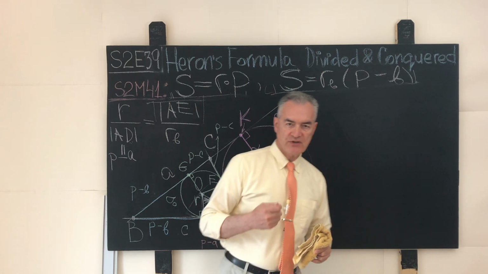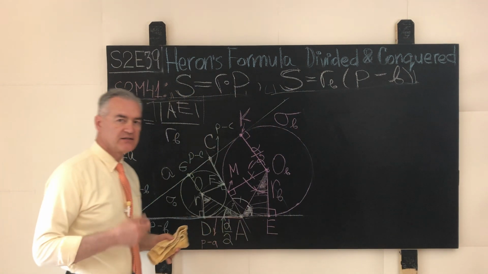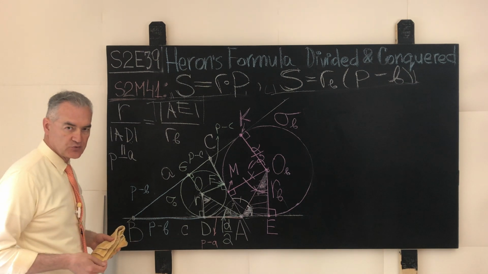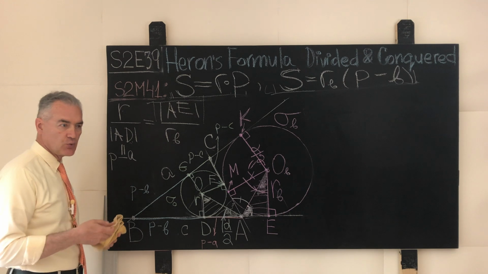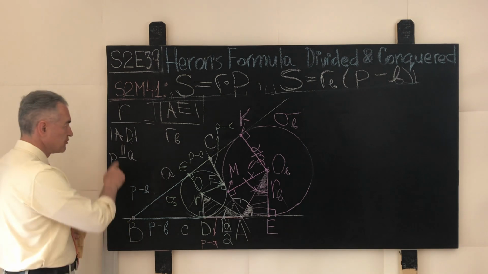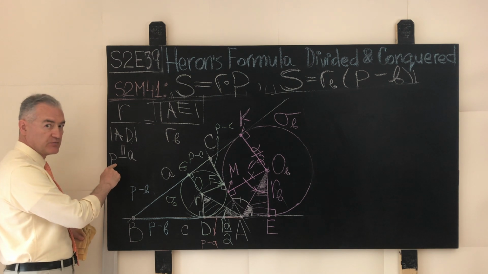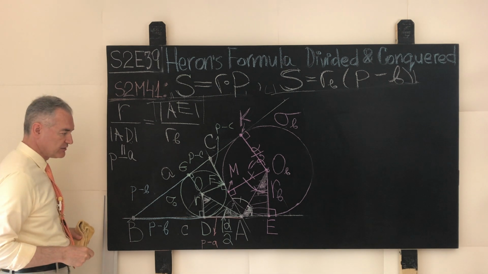Very good. In the previous segment, by using the fact that the lengths of the external tangents drawn to one and the same circle through one and the same point equal one another, we showed that the distance between the points A and D is equal to P minus A. P is the semi-perimeter of the parent Euclidean triangle ABC.